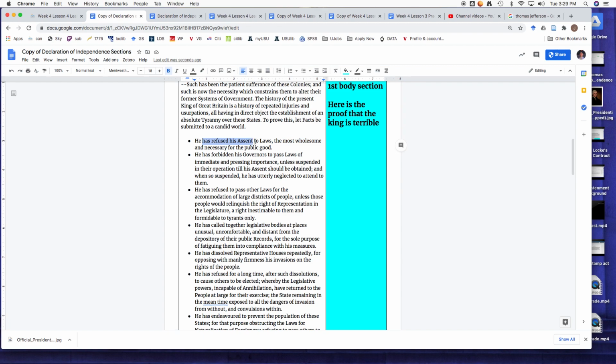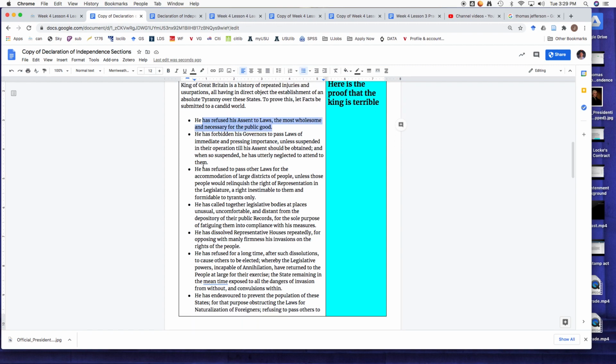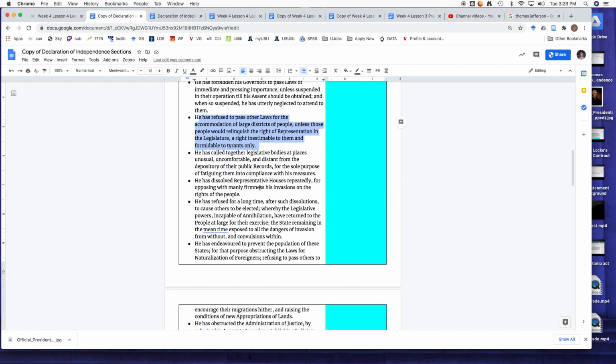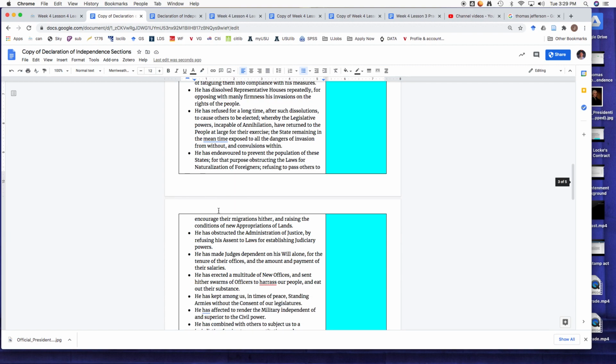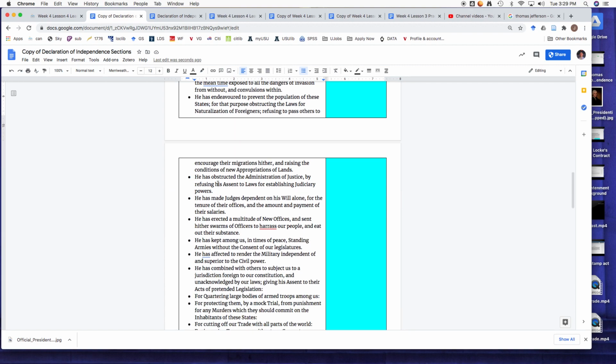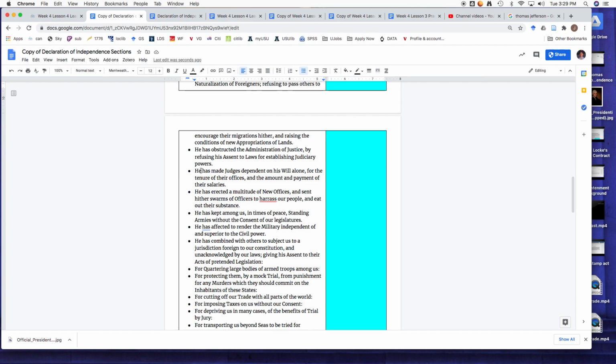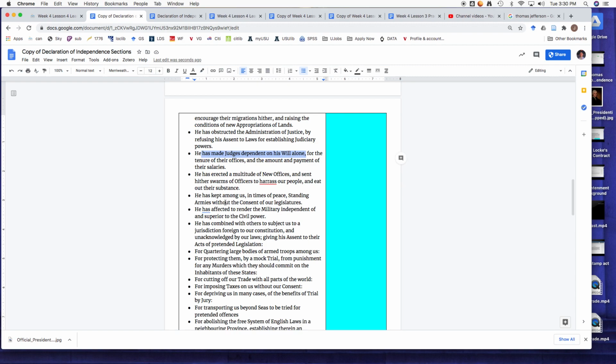So he's refused to agree to good laws, is this first one. He's refused to pass laws that people want. A lot of these you guys will recognize. He has made judges dependent on his will alone. So judges should be neutral. But he's saying, well, the judges are just giving the rulings that the king wants.